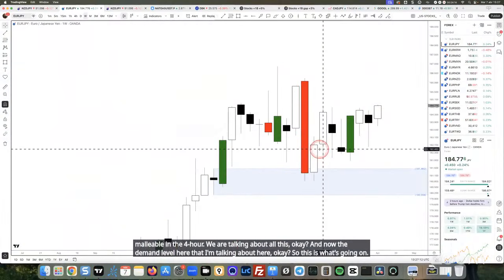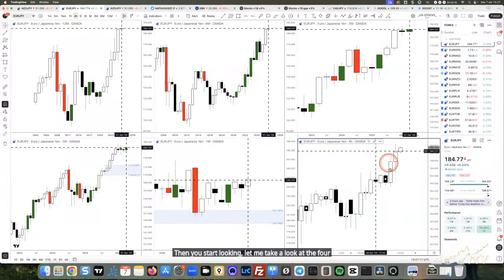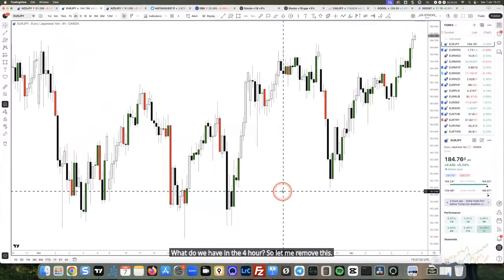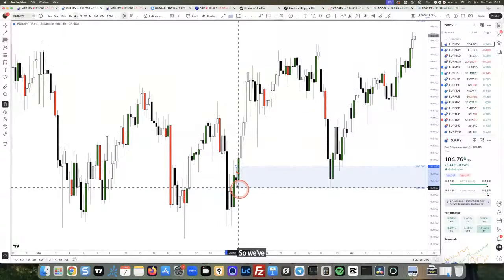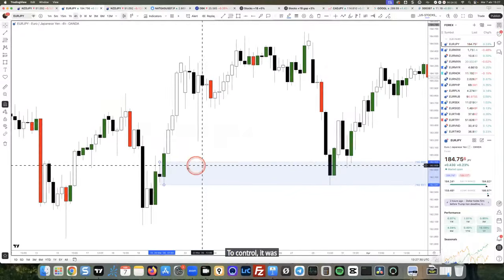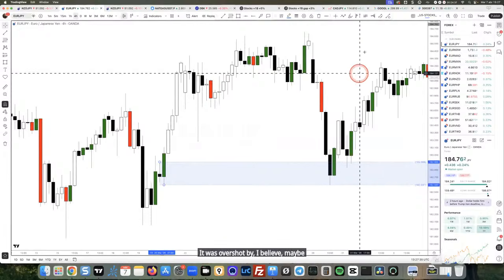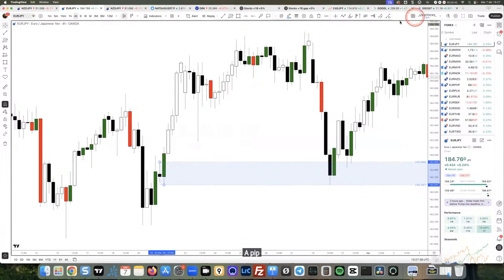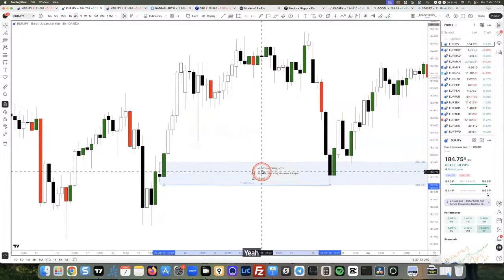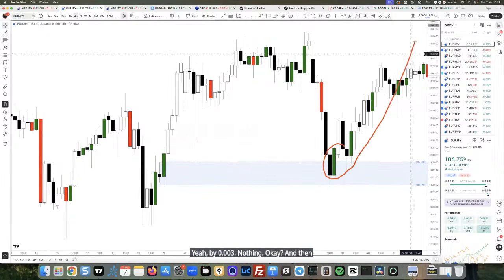So what happens when these imbalances are reached? Then you start looking. Let me take a look at the 4 hour time frame here. What do we have in the 4 hour? So let me remove this. We've got a 4 hour demand level here that took control. It was overshot. Look at the strength of this move. It was overshot by, I believe, maybe a pip. Let me verify that. Yeah, by 0.003, nothing.